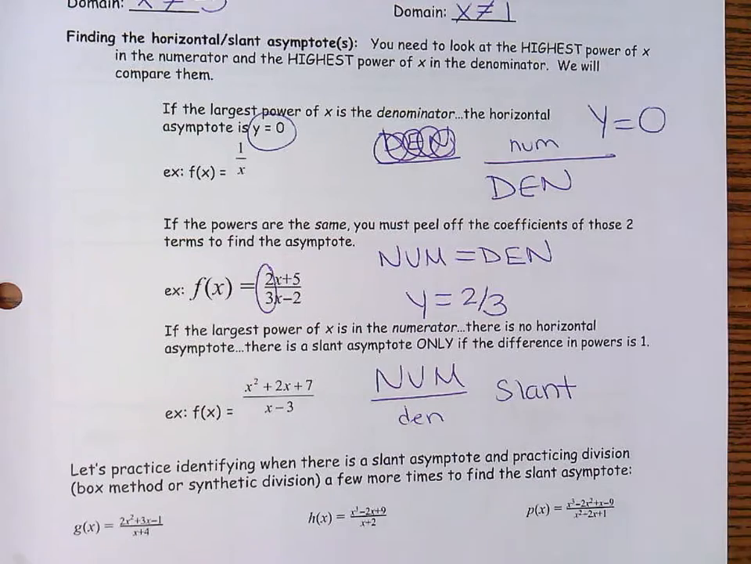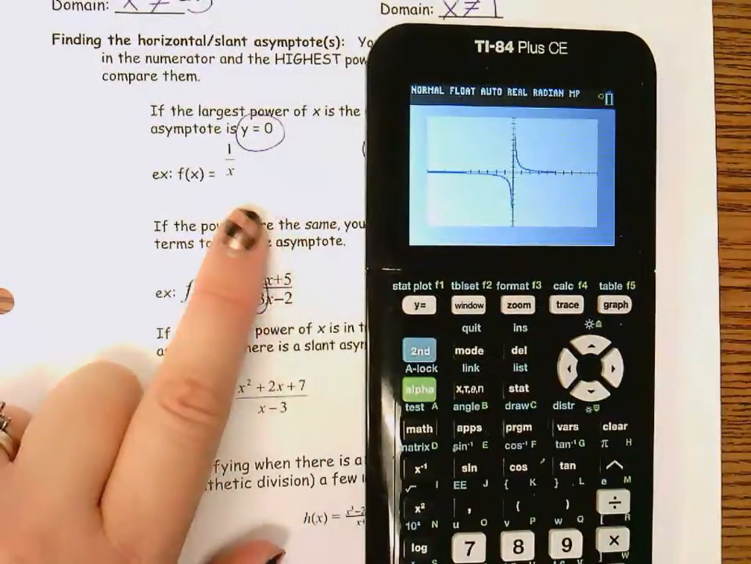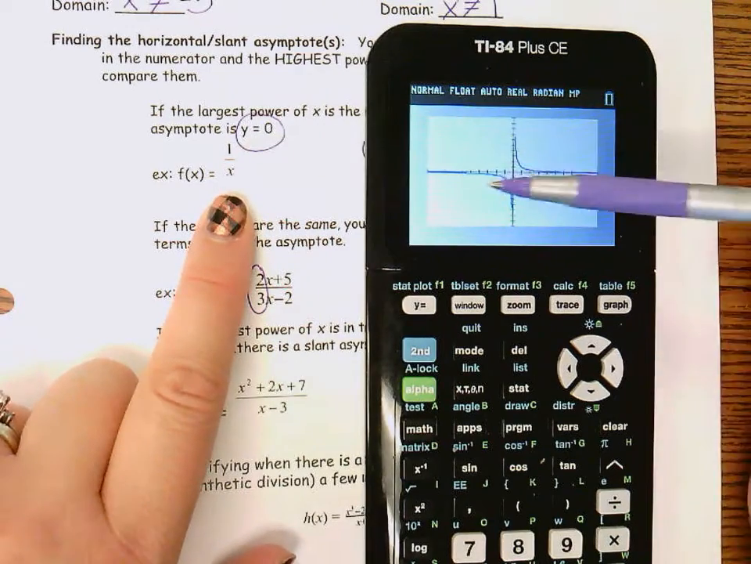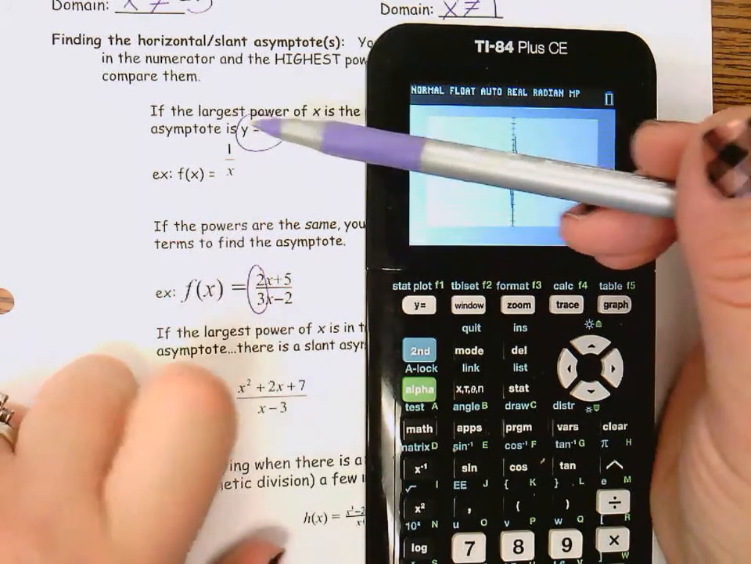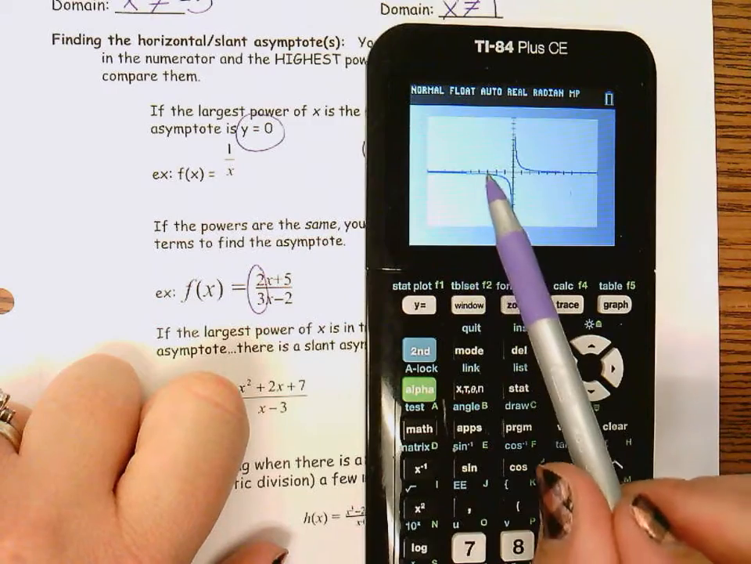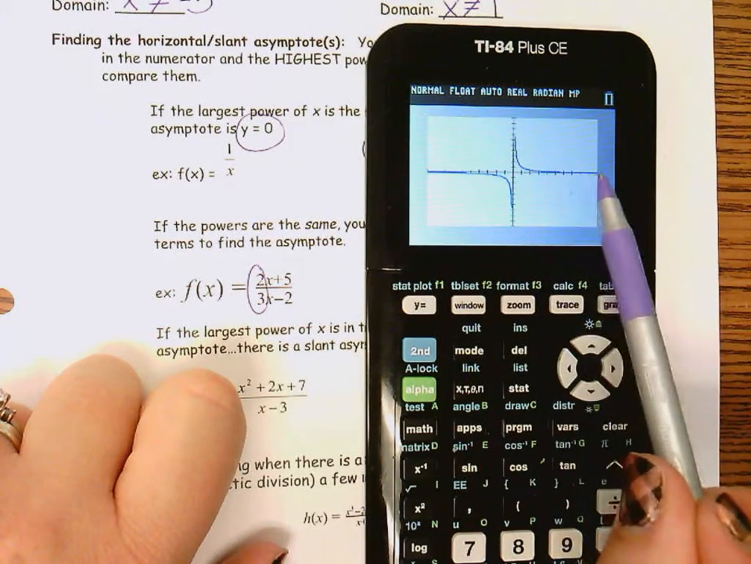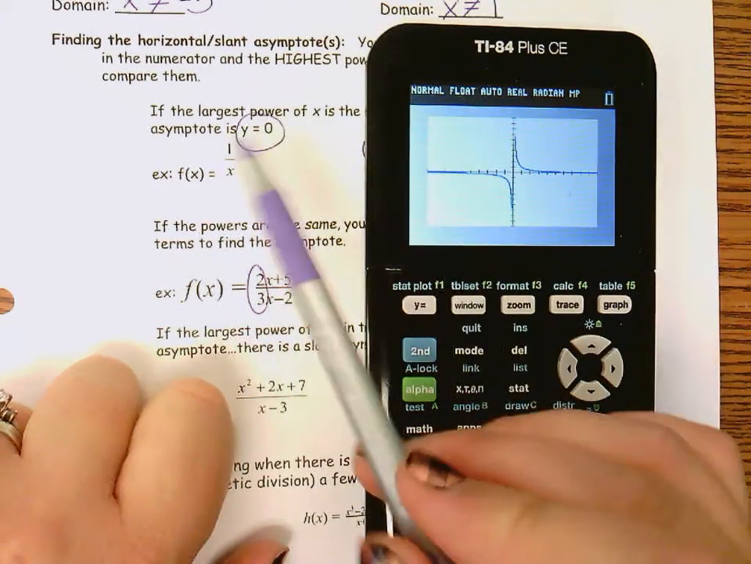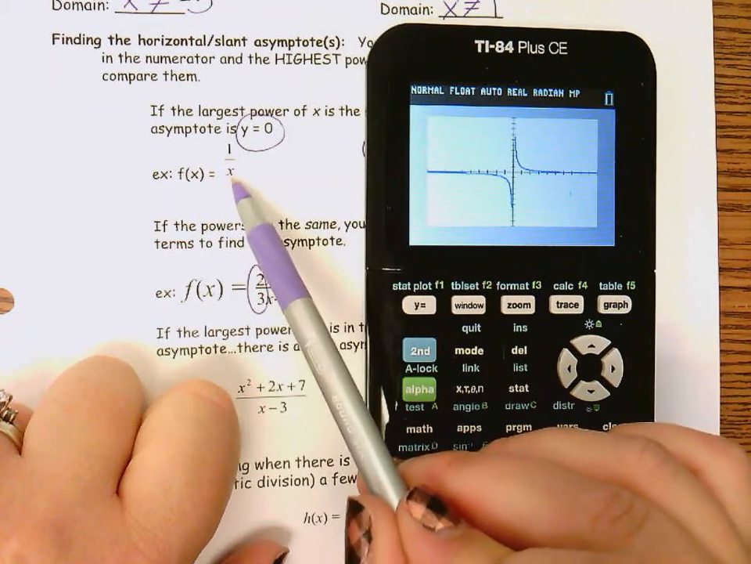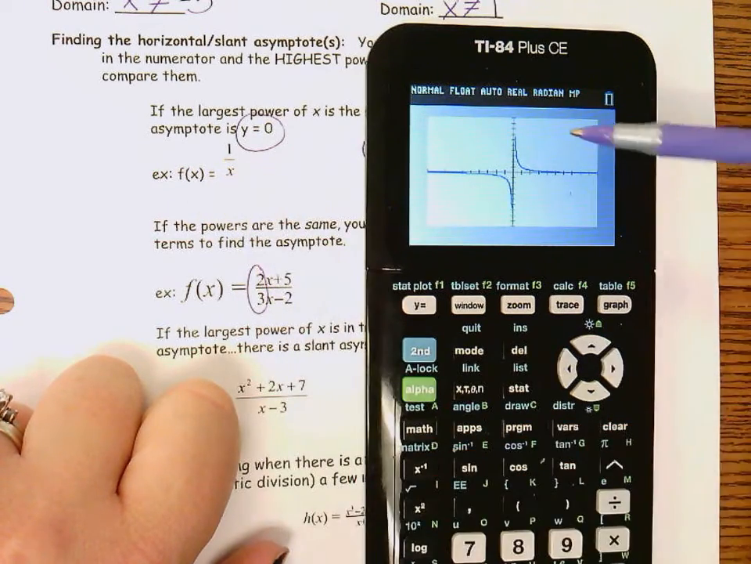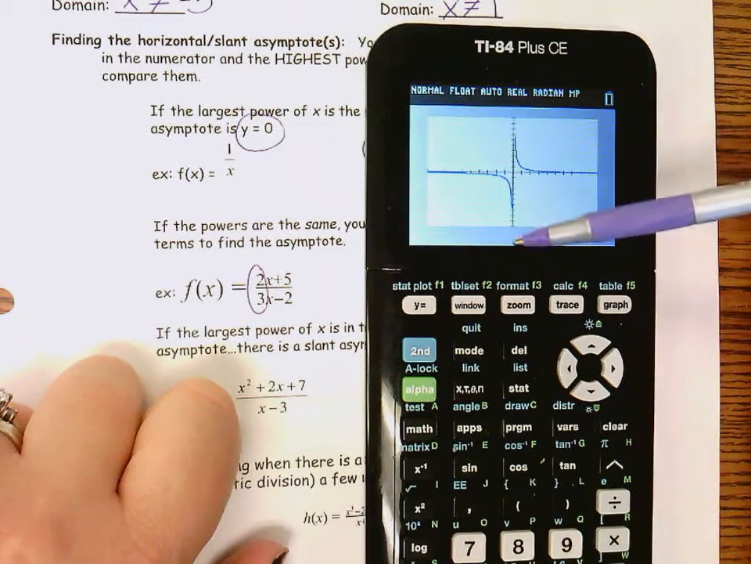So before I move on from this page, I just want to show you what the graphs of these 3 functions look like, just so you can start to understand what a rational function looks like. So 1 over x, right? It had a y equals 0 asymptote. So here's y equals 0. See how the graph is hugging y equals 0? And it also has a vertical asymptote at 0, because that would make the denominator undefined. Here's my vertical asymptote at 0.